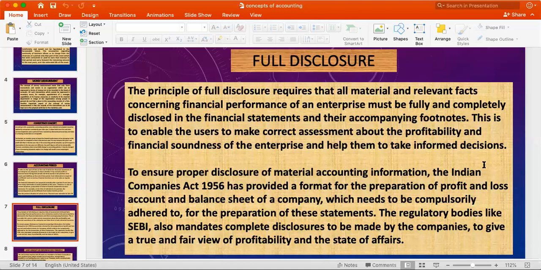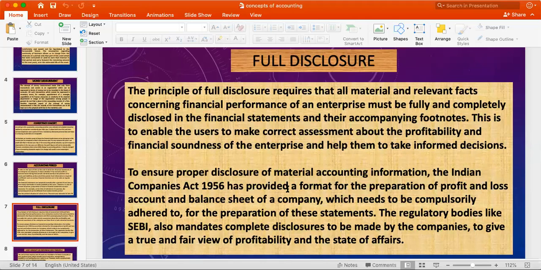So for all this, to disclose correct information, the Indian Companies Act 1956 has provided a format for preparation of the profit and loss account and balance sheet of the company, which needs to be compulsorily adhered to. Compulsorily adhered means it has to be followed. Whatever is given in the rules by the Companies Act should be maintained.